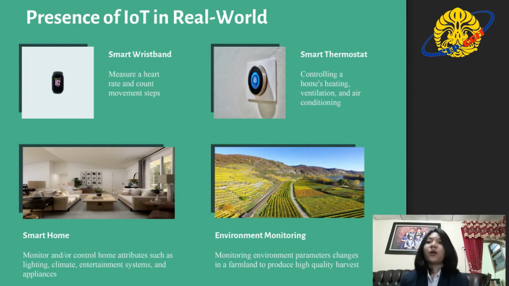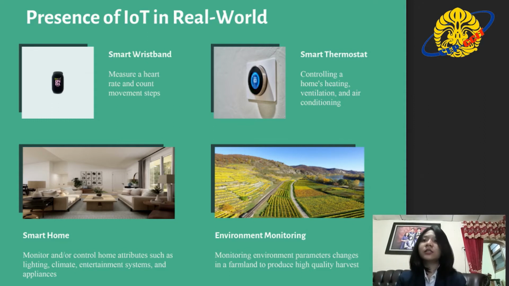Next, the presence of IoT in the real world. The presence of IoT in the real world is very influential for human life and can also make human work easier. For example, in the products below, the first is a smart wristband to measure heart rate and count movement steps. And second, a smart thermostat to control a home's heating, ventilation, and air conditioning.